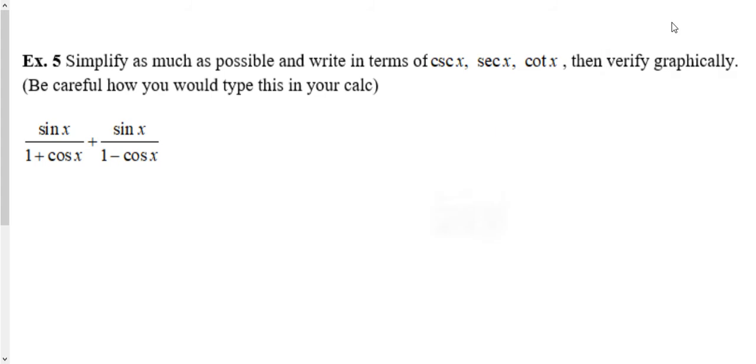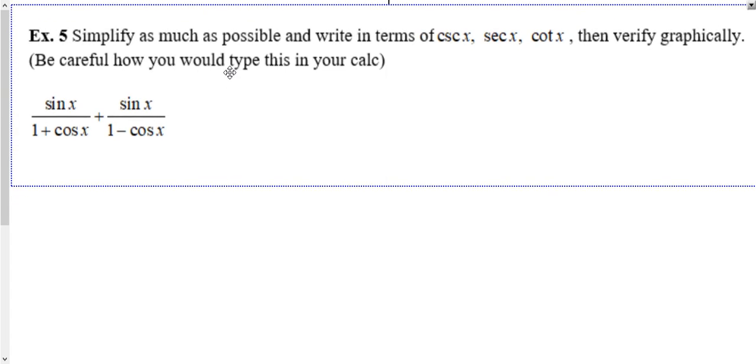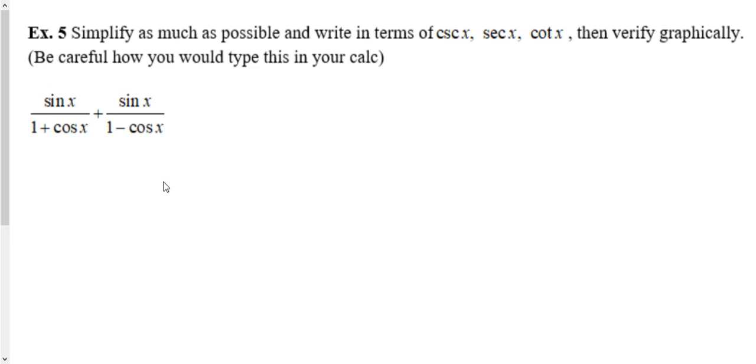In this next example, what we have is: simplify as much as possible and write in terms of cosecant, secant, and cotangent x, then verify graphically. Again, verifying is going to be y1, y2. So here's our expression that we want to rewrite in terms of only secant, cosecant, or cotangent. So what do I do here?